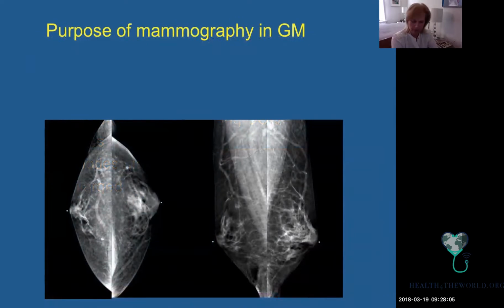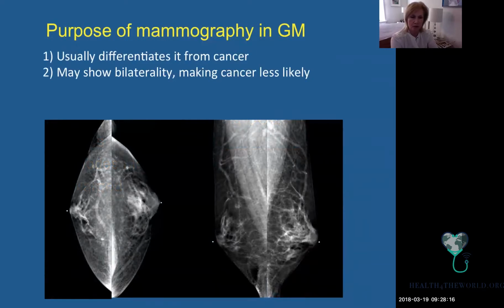So what is the purpose of mammography in gynecomastia? Why do we do it? Well, we do it because usually it can help us differentiate gynecomastia from cancer. And one of the ways it does that is that it shows that the condition is bilateral, even though clinically it might not have been apparent because it may be very asymmetric. So if we see that it's bilateral, that makes cancer much less likely.